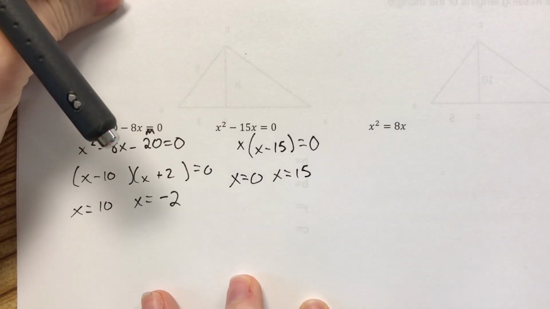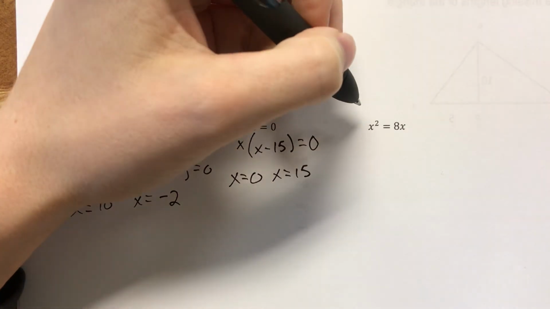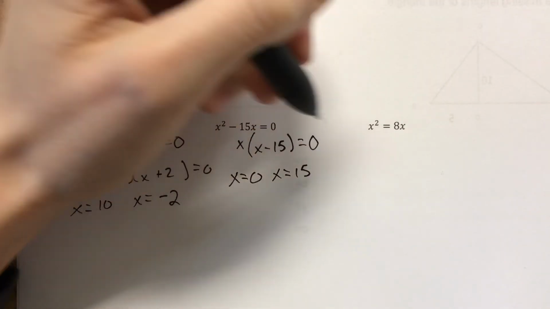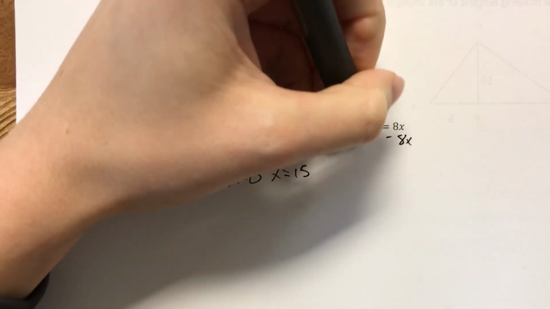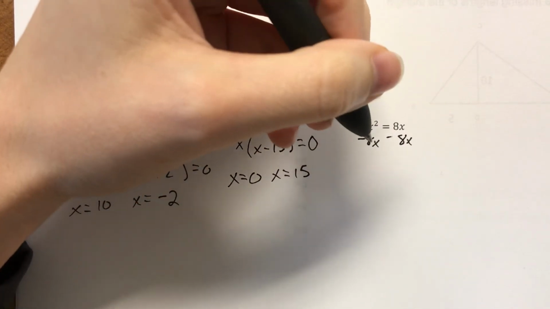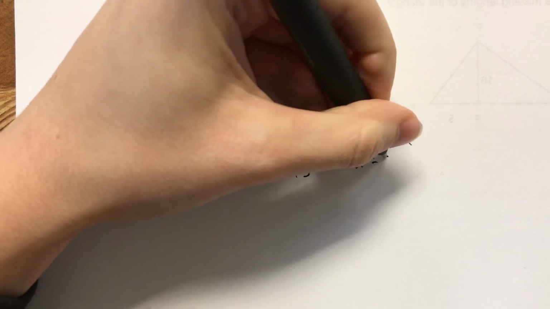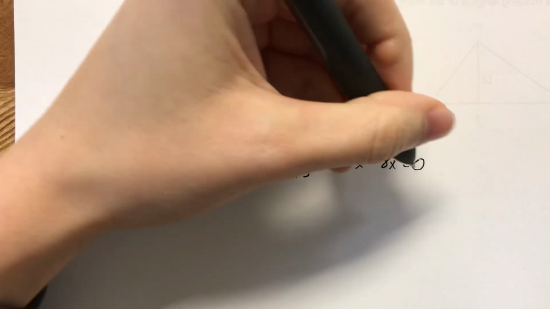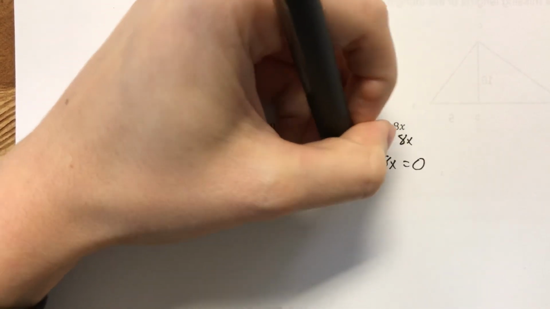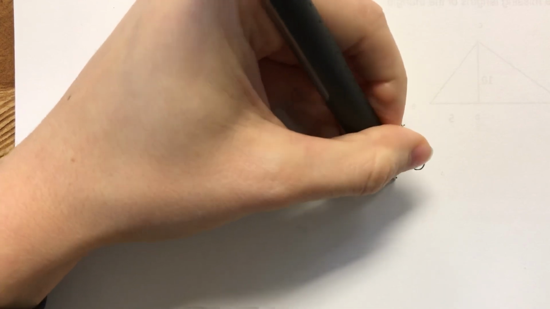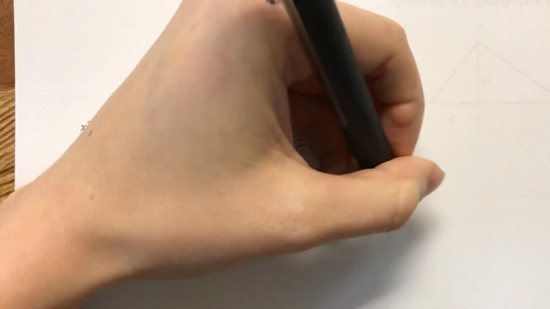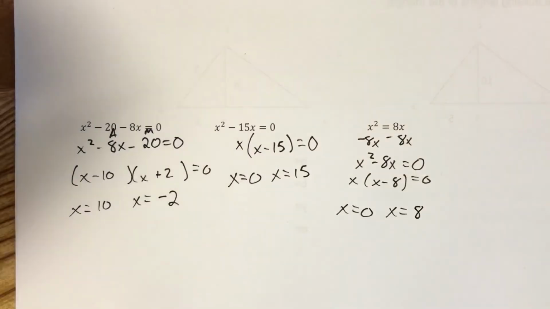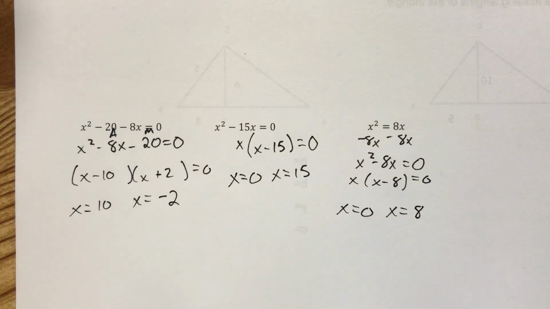All right, and then finally, another one that's very similar. We've got x squared equals 8x, but of course we want it to look like this one. So we're going to subtract 8x from both sides so that we can use greatest common factor. So we've got x squared minus 8x equals 0. And then we can pull the x out of both of those. So x times x minus 8 equals 0. And then that means that our solutions are x equals 0 and x equals positive 8.